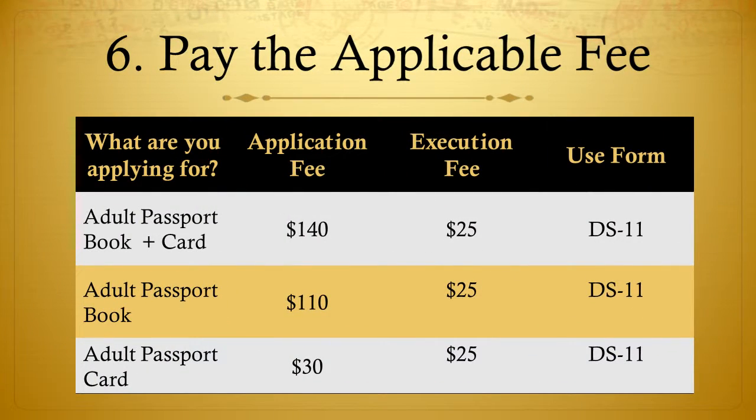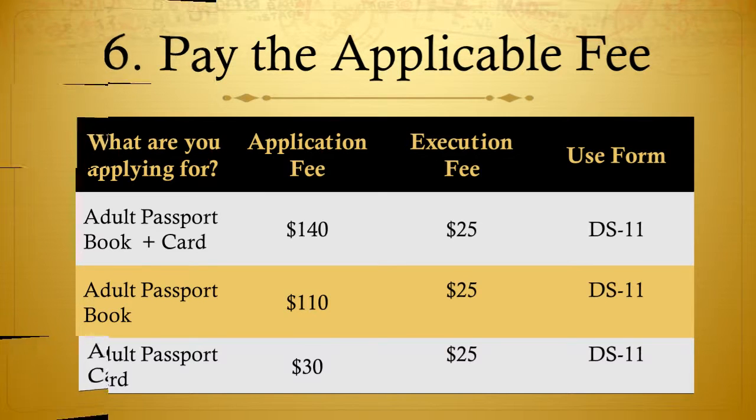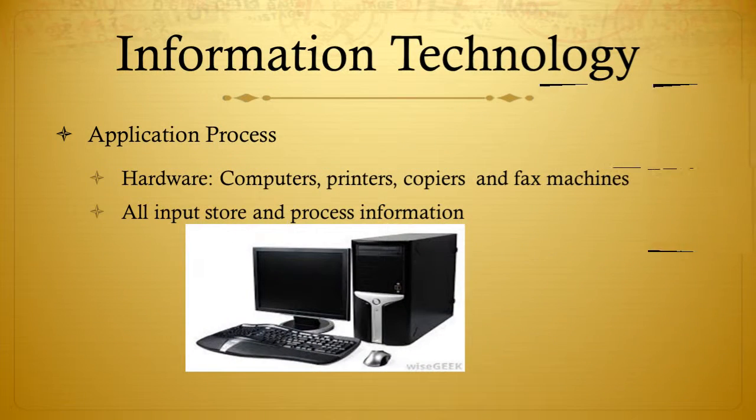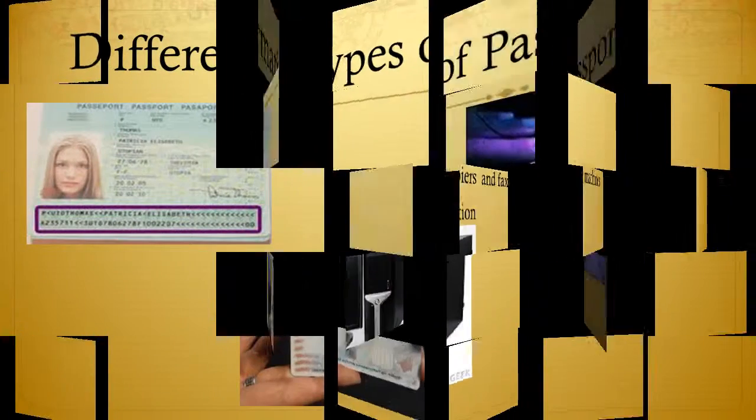The fifth step in the process is to submit a photocopy of your ID documents. You must bring a photocopy of the front and back of each ID document. The sixth step is to pay the applicable fee. The fees differ depending on what type of passport you are applying for. The last step of the application process is to provide one passport photo. To avoid processing delays, the photo has to meet all requirements. When submitting Form DS-11, the photo should not be attached.